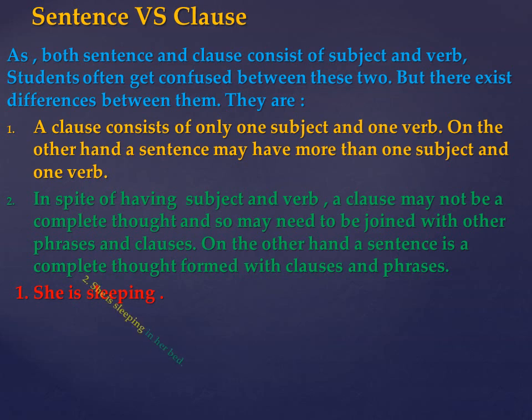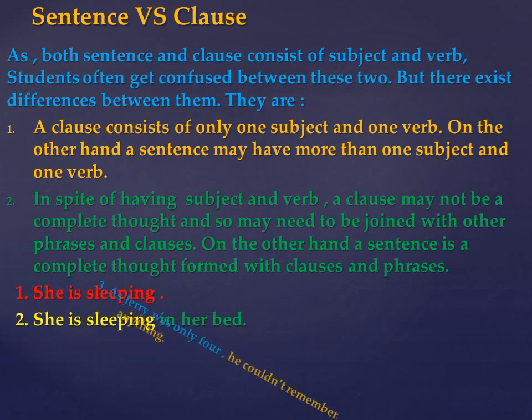But look at the second sentence. She is sleeping in her bed. The yellow part is clause and the green part is phrase, and both the clause and phrase make the sentence. So here she is sleeping is clause, in her bed is phrase, but the sentence is she is sleeping in her bed. So the range of sentence is wider.